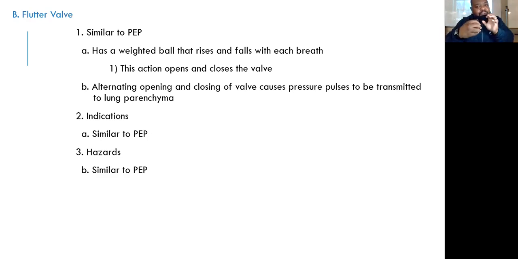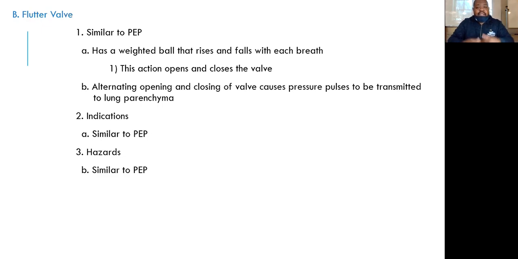When it falls, it stops the pressure. And so it's open and close, right? And that makes your lungs shake, shake, shake, shake, just by using the device. It's really cool, really cool. Alternating the opening and closing of the valve causes pressure pulses to be transmitted to the lung parenchyma. Remember, the parenchyma is where the magic happens.